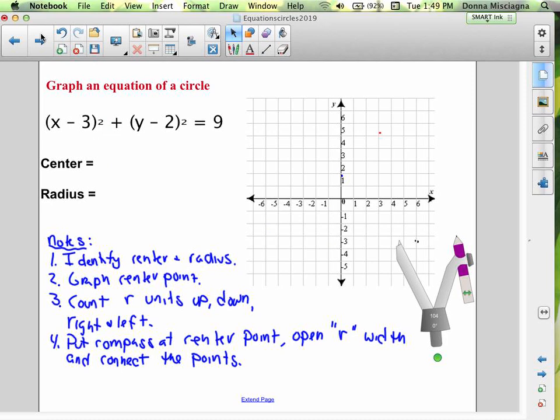All right, and here I have the steps again. If you didn't write them on that last page, I put them over here. Identify your center and radius, graph the center point, count r units up, right, left, down, and put the compass at the center point, open r width, and connect the points. So if you didn't write it down the first time, here it is again.